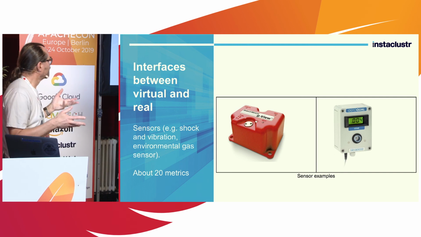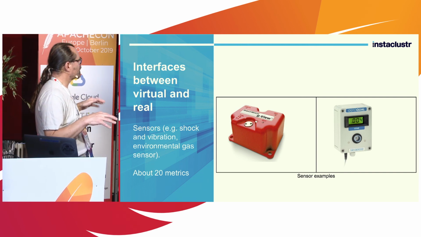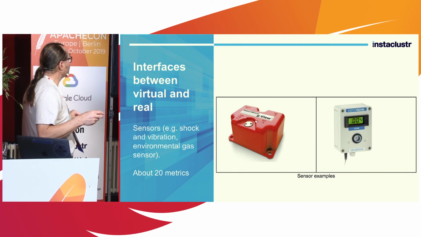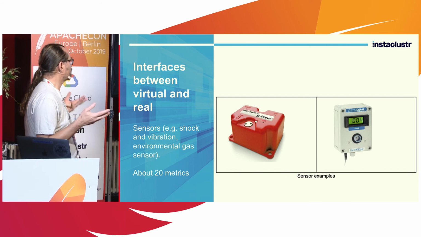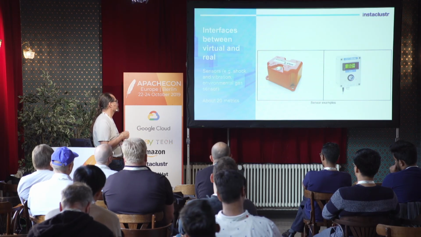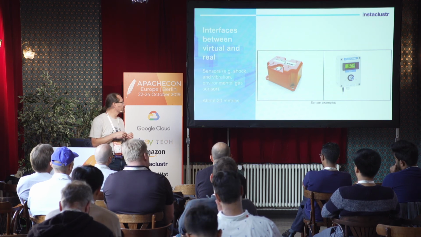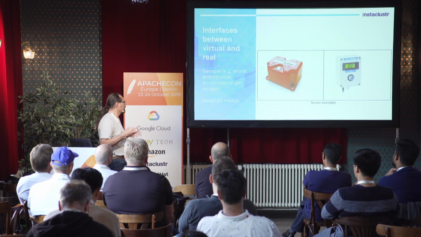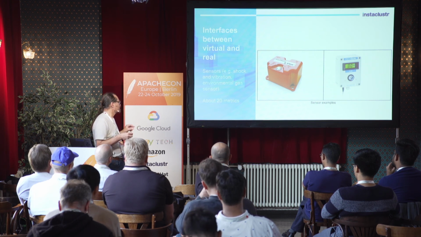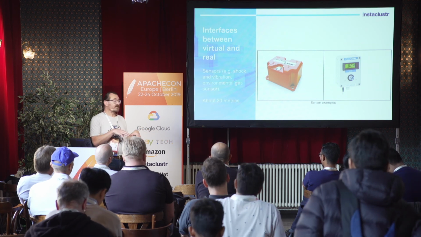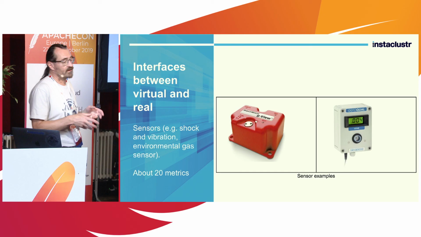Okay, so there's a slightly different part of the story: we're assuming there's a whole bunch of sensors in both the warehouses and the trucks as well. These are assumed to produce a whole variety of relevant metrics. For example, on the trucks, we'll have some sensors producing shock and vibration information. In the warehouses, maybe we'll have some environmental sensors, including things like temperature and gas levels. So the system assumes that there's about 20 metrics in total. Some are common across trucks and warehouses, some are unique for trucks, and some are unique for warehouses.